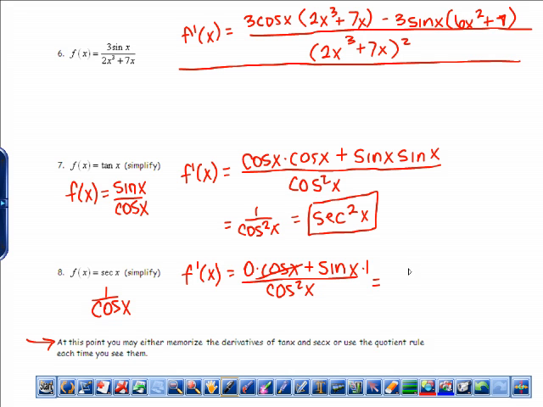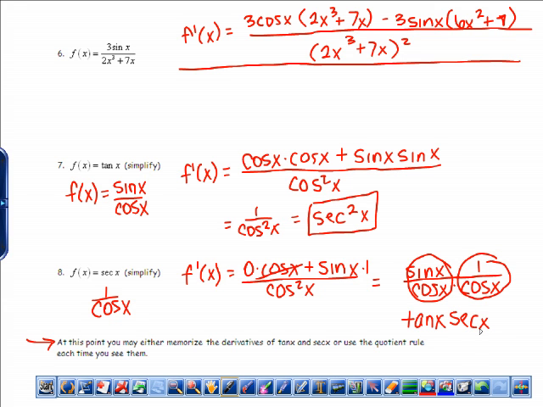All right, let's think about what this could look like. Let's break up the denominator into actually writing out cosine. All right, what's sine over cosine? Tangent. What's 1 over cosine? Secant. So again, maybe not what you expected. The derivative of secant is tangent times secant.